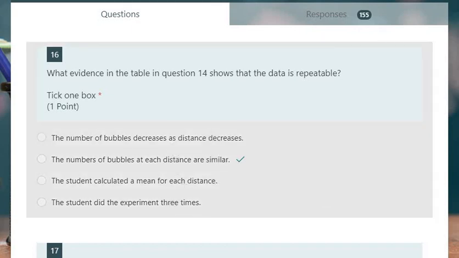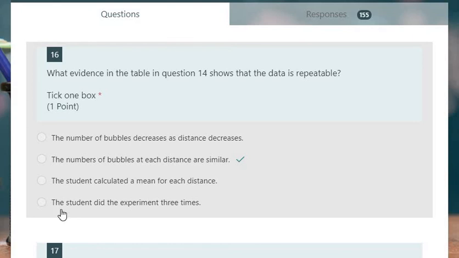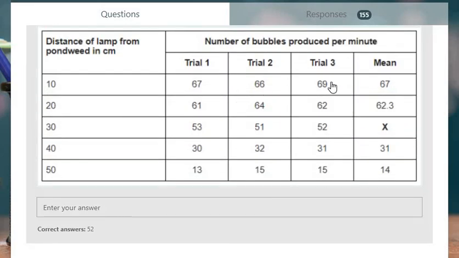Some people getting muddled up on this because you are aware that to make something repeatable we've got to repeat it, we've got to take a mean. So quite a few people chose option 3 or 4, but that isn't my evidence that it is repeatable. My evidence that it is repeatable is when I look at these repeats. For each distance, the repeats are quite similar to each other. That's telling me that my test is giving me similar data every time. That tells me it's repeatable.